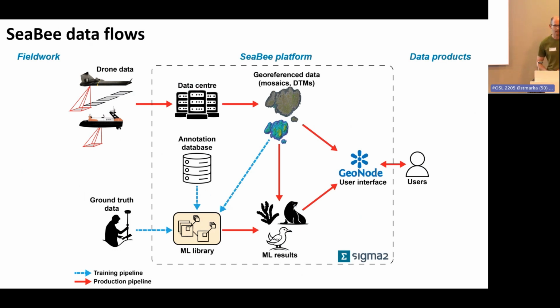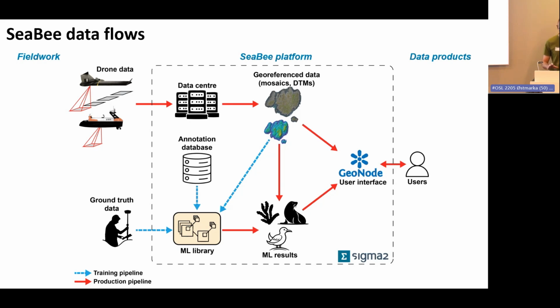This is a high-level sketch of the main data flows on the SeaBee platform. Over on the left, we have the fieldwork, which you've seen in some of the earlier presentations. So we're flying drones, we're collecting images, we're collecting ground truth data. And then over on the right, you have the users who would like to access SeaBee data and use it for their own analysis. Everything in the middle within the dashed outline, that is what I'm calling the SeaBee platform.